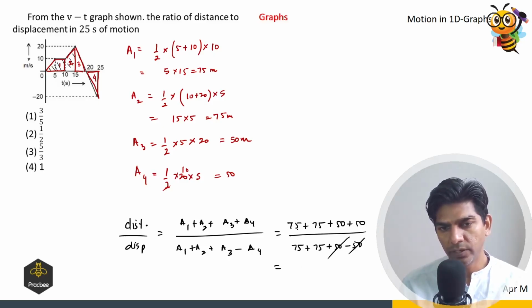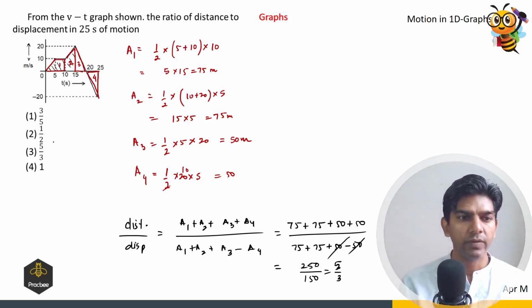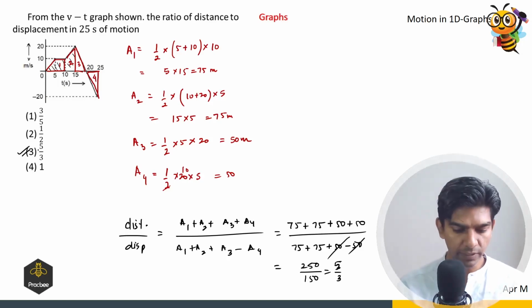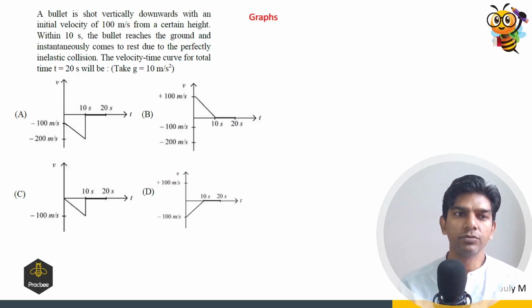So in the numerator we have 250, and in the denominator we have 150. So that will be 5 by 3. So 5:3 should be the answer. Option 3 is the right answer. Now let us see this question.